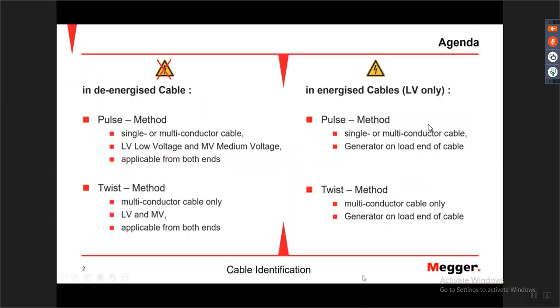What we're going to look at today is, in the energised cables, the pulse method, single or multi-core conductor cable, low voltage and medium voltage, applicable from both ends. The twist field method, multi-core conductor cable only, low voltage and medium voltage, applicable from both ends. In the energised cable, which is low voltage only, up to 440 volts, the pulse method, single or multi-conductor cable, generator on load end of cable. The twist method, multi-conductor cable only, generator on load end of cable.